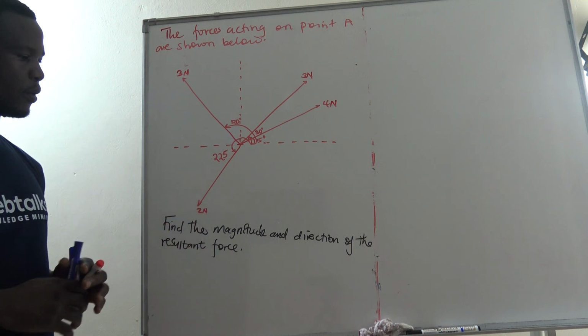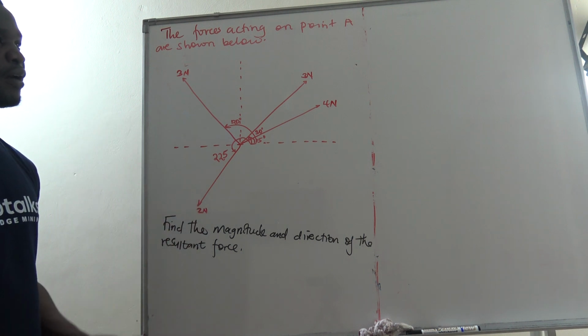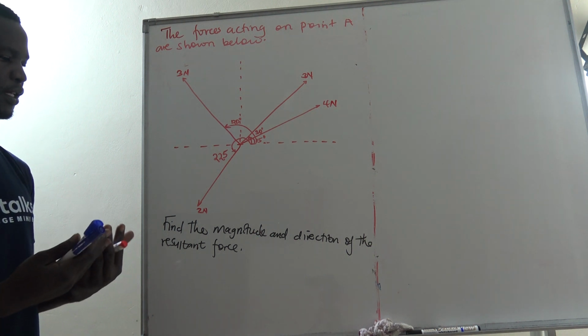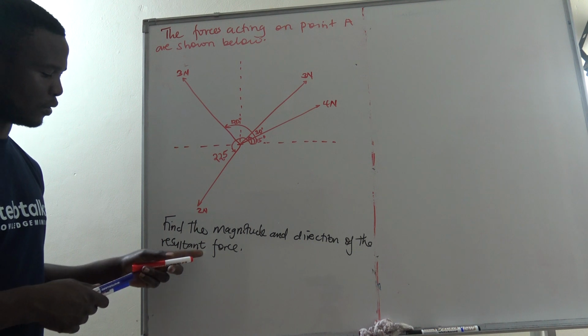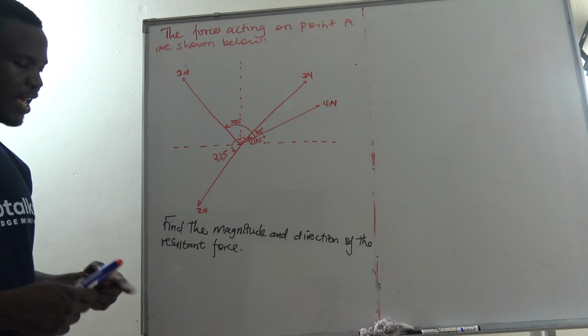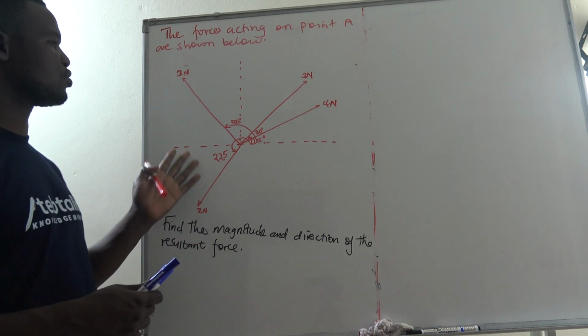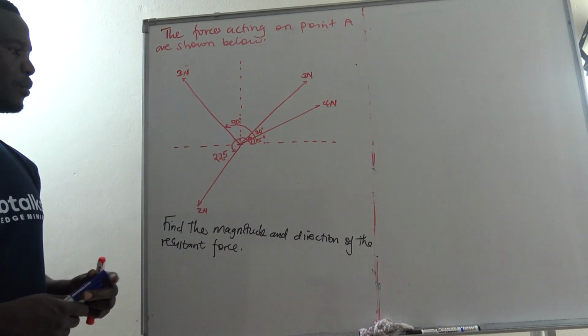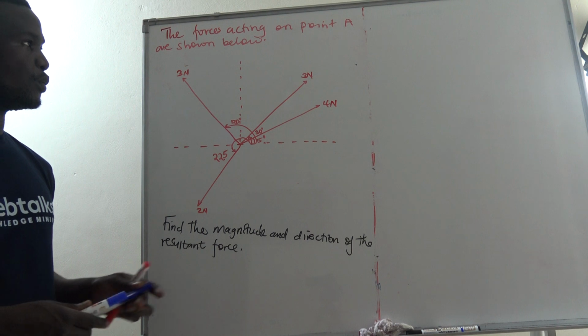So we are resolving how we get the magnitude. We say that the magnitude of the resultant force, they need us to find a single force called the resultant force that has the same magnitude as all of these forces combined. That is what the question wants us to do.